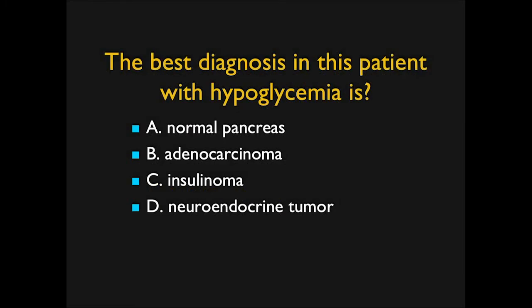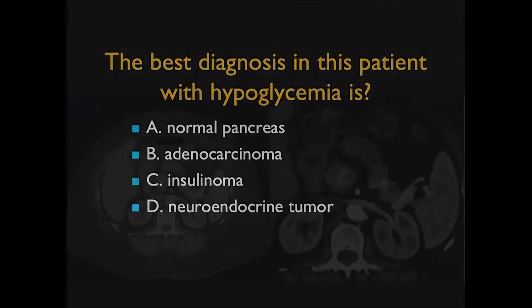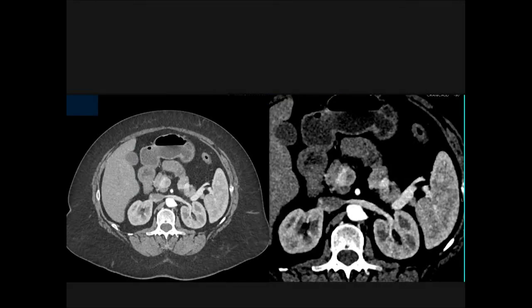This patient has hyperglycemia. What's the best diagnosis? Well, without looking at the images, if I say hyperglycemia, I know I'm looking for an insulinoma. Now, insulinomas average about 1 centimeter in size. They can be multiple, but they can be difficult to detect.